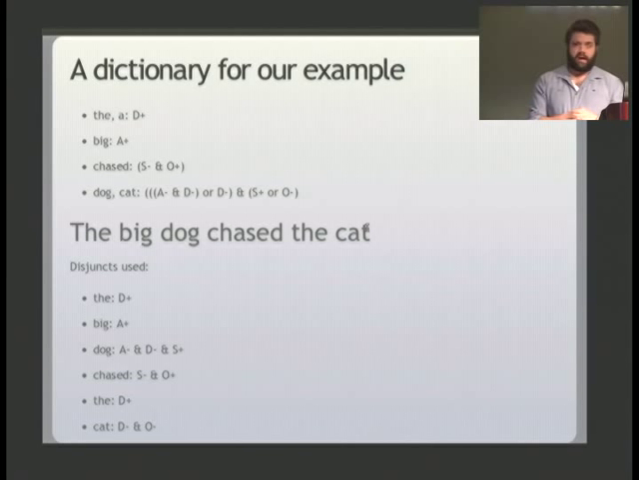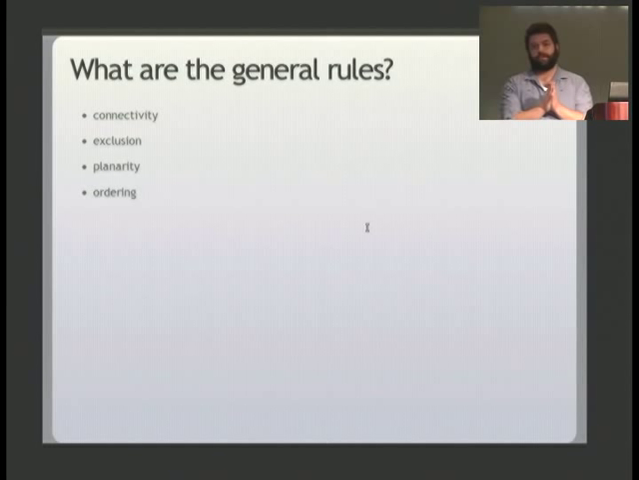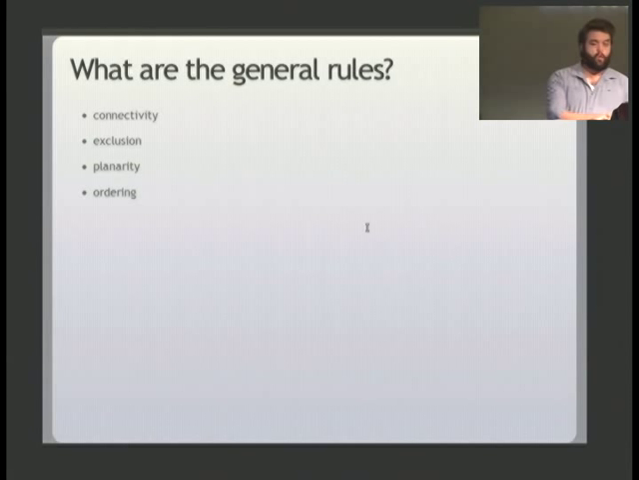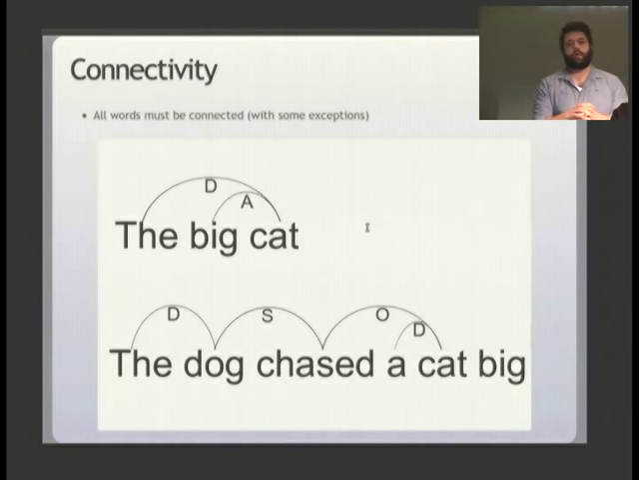Okay, what are the general rules? There are four of them. They are connectivity, exclusion, planarity, and ordering. Let's talk about each of them. Connectivity, simple enough. In order for a parse to be valid, all of the words have to be connected. There are some exceptions that we'll talk about later.